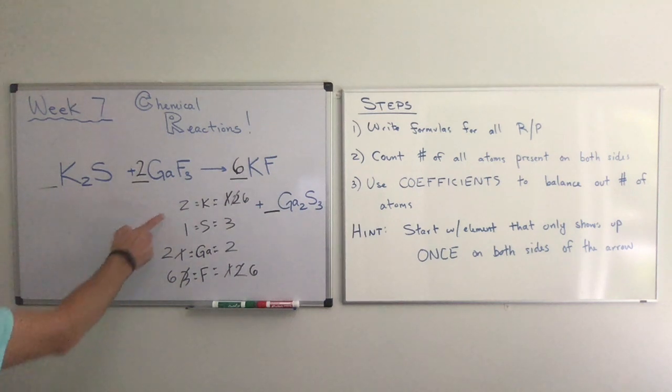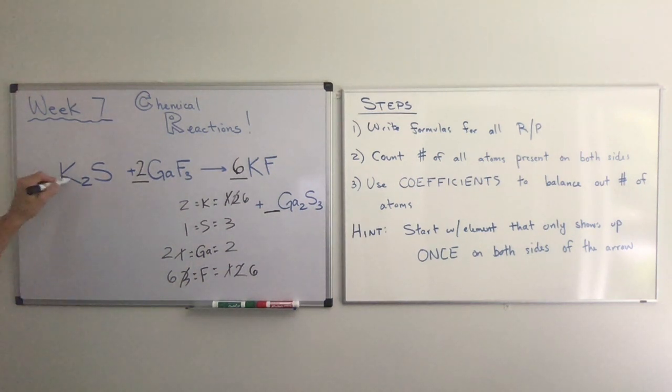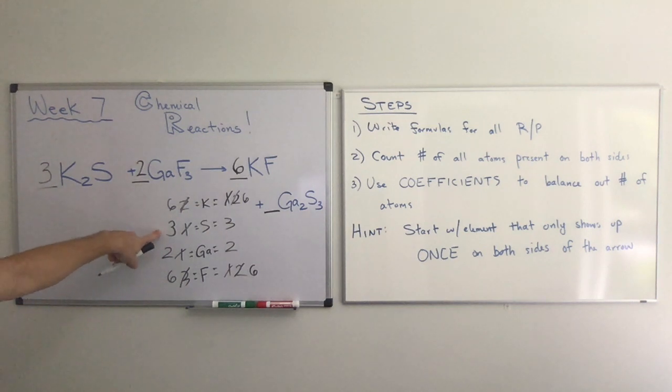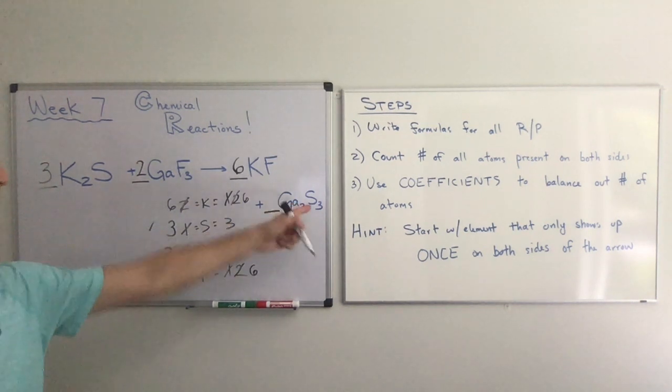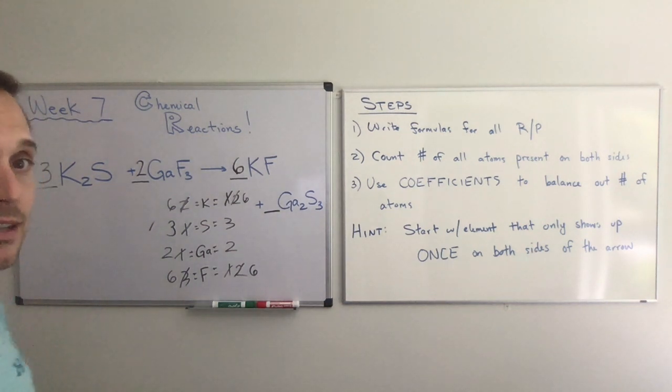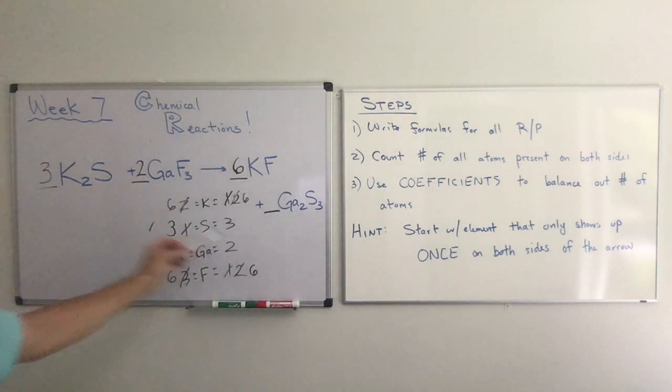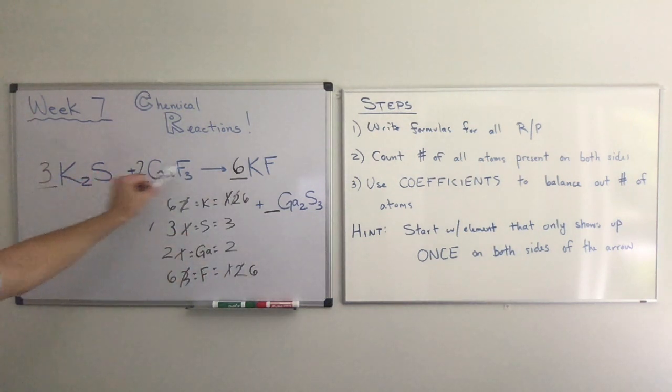So we can just go right back and do the potassium. We need to get this potassium on the left up to 6. So let's make that 3. We'll make this 6. And now we have 3 sulfurs as well. And you can see just by doing that, we were working on potassium, but by balancing out potassium, it also balanced out sulfur, and we didn't even have to do anything to that last compound. Okay, so now you can see 6 and 6, 3 and 3, 2 and 2, 6 and 6. Your coefficients are 3, 2, 6.